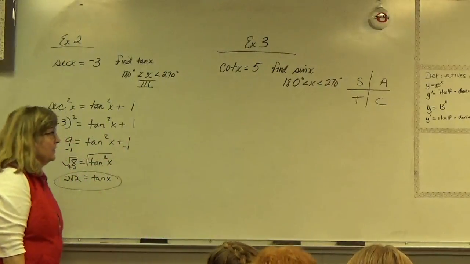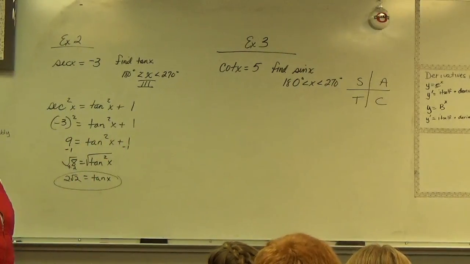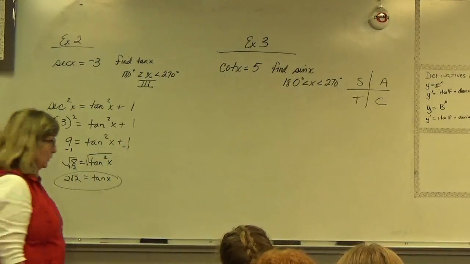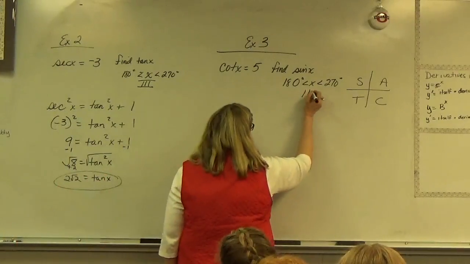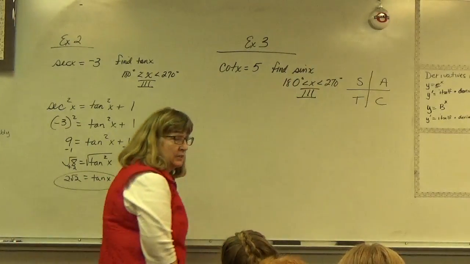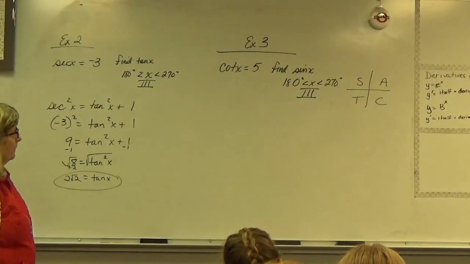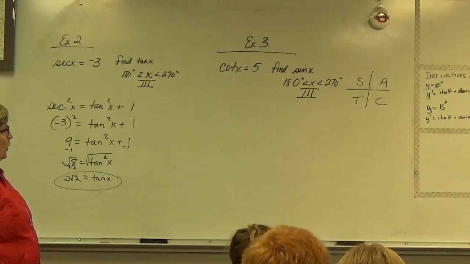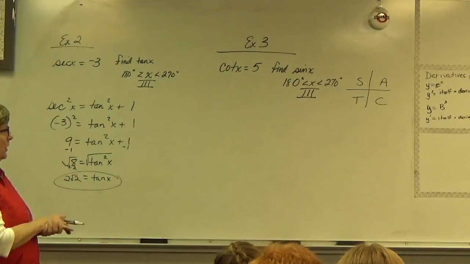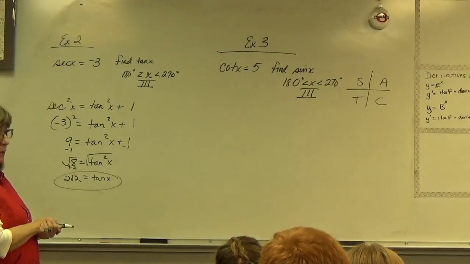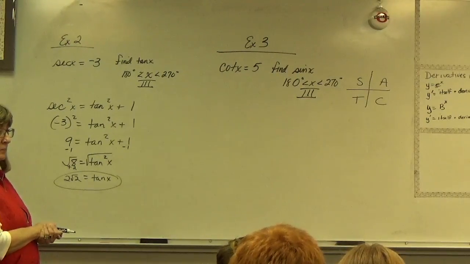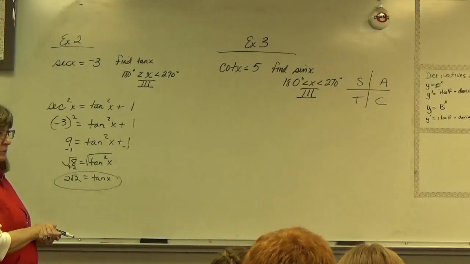Okay, so we want to find the sine given the cotangent, and what quadrant are we in? The third quadrant. So that's the first thing I do, is identify the quadrant. Now, which of the 8 identities would be helpful here when I've got the cotangent, but I want to find the sine? The cosecant squared x equals the cotangent squared plus 1.